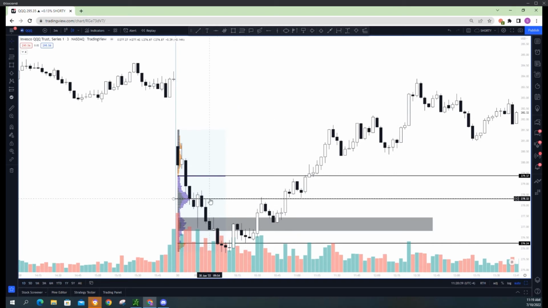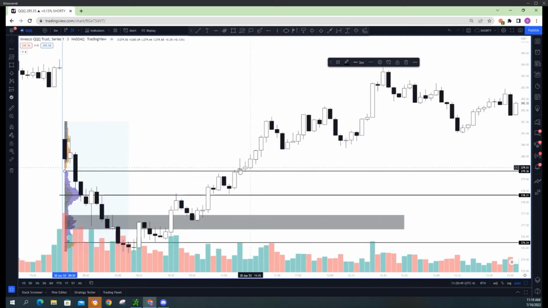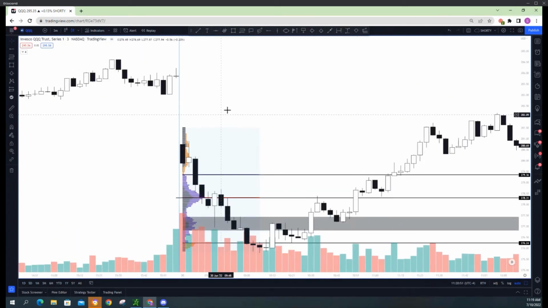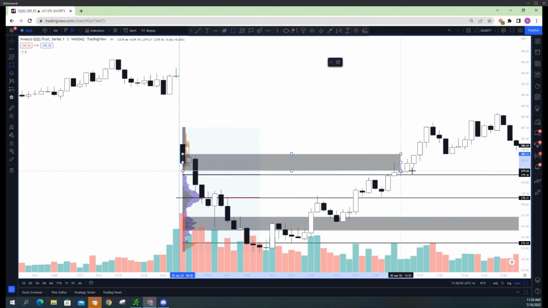If you're able to break this, remember, you go above it, you can go long to the next level, which was your value area high here. And here, if you shorted at the value area high, you would have hit the stop loss. And then moving a little bit, and I'm trying to get this level here, maybe somewhere around here.